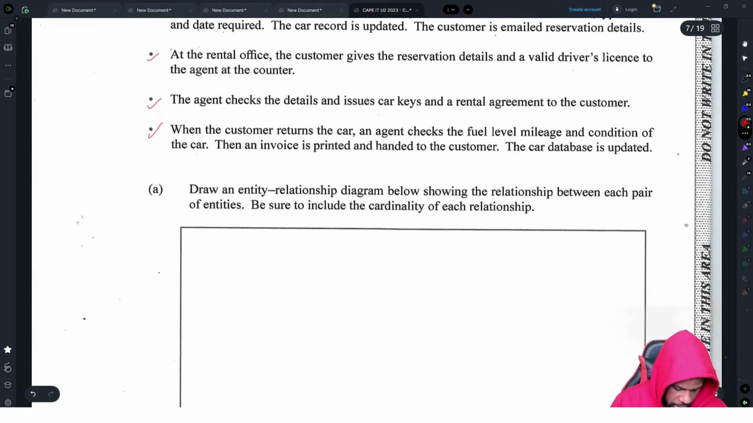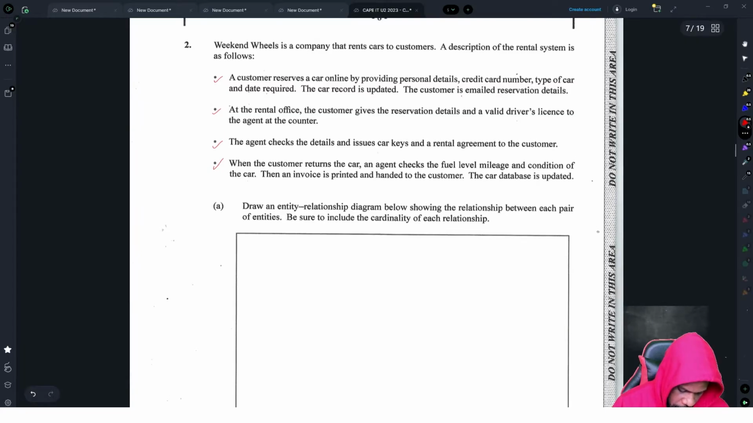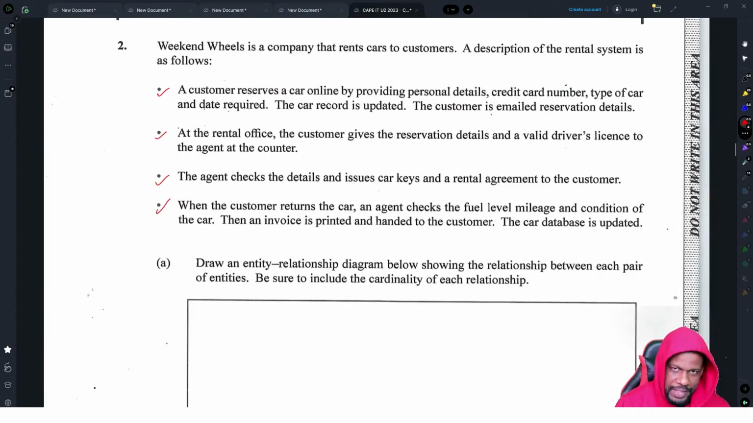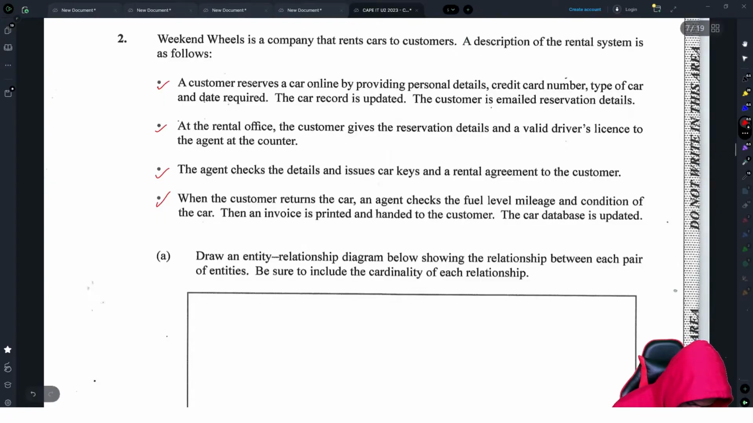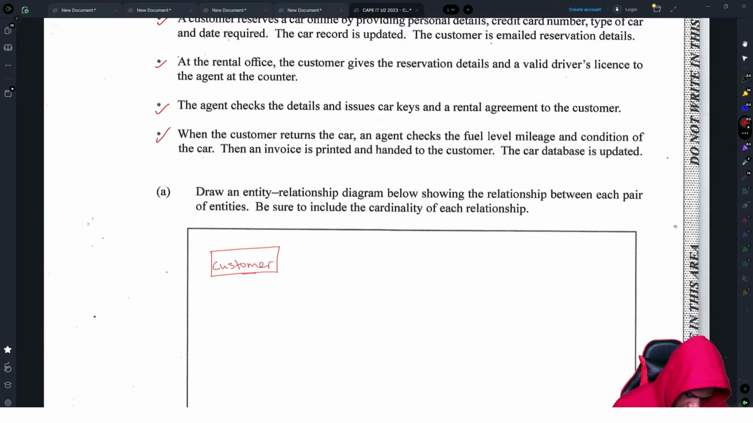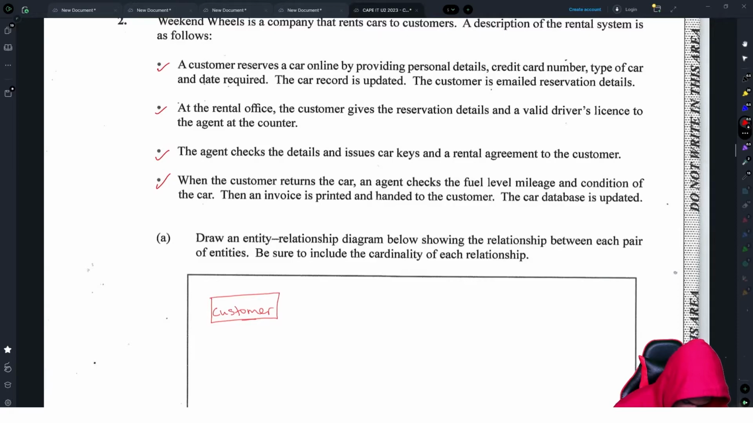So for those of you all who were in the live stream and did the what's the data flow diagram session, this here, cake. All right, so we have a customer. The customer provides personal details and a credit card number, and type of car, and date, to some process that will receive all the data. So we'll call this collect data. After we collect the data, the car record is updated.